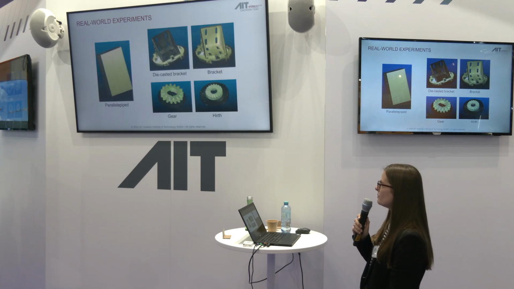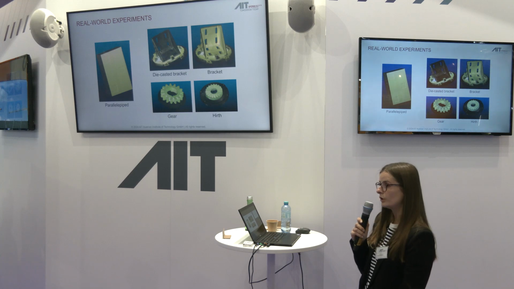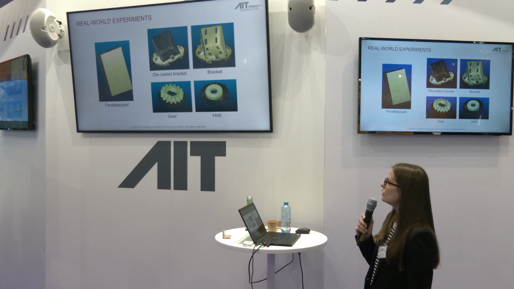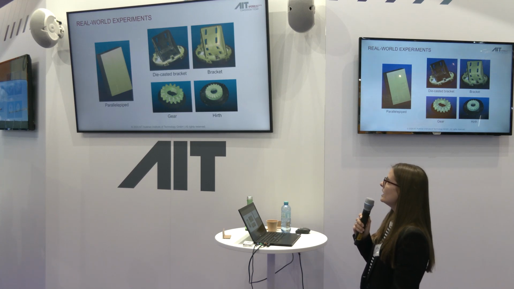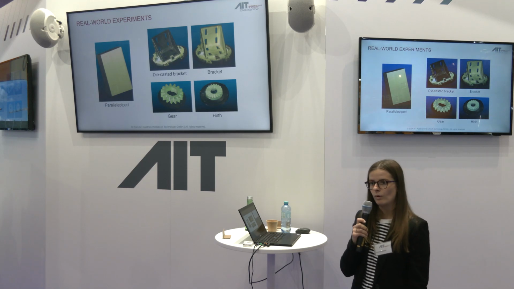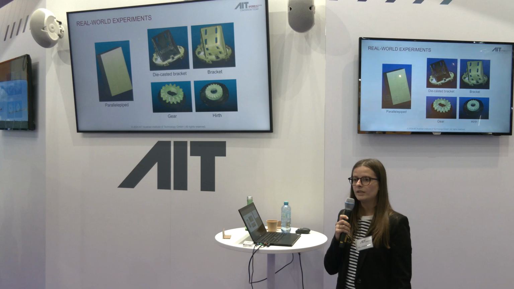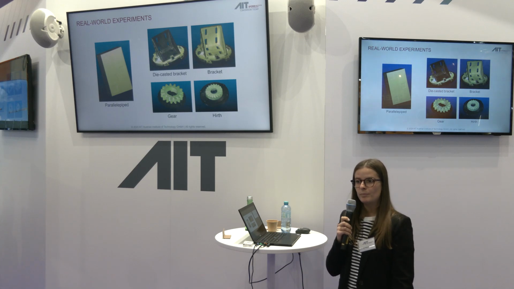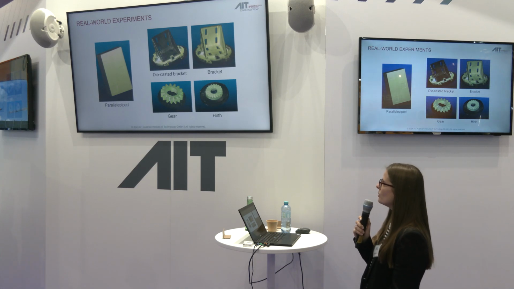Here you can see some point clouds that we obtained from the different objects. And what we did was also to compare the 3D printed plastic bracket with a die-casted one. The idea was to evaluate how different surfaces impact the same geometry, and we were able to inspect both objects and cover them fully.